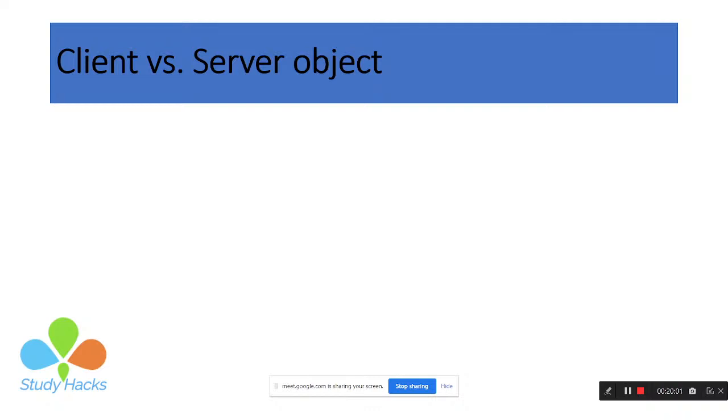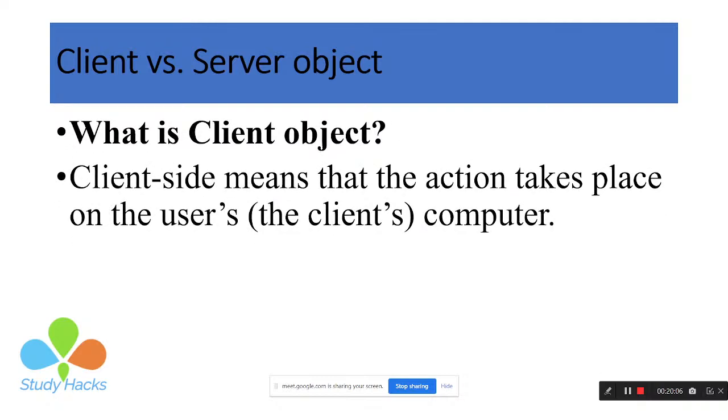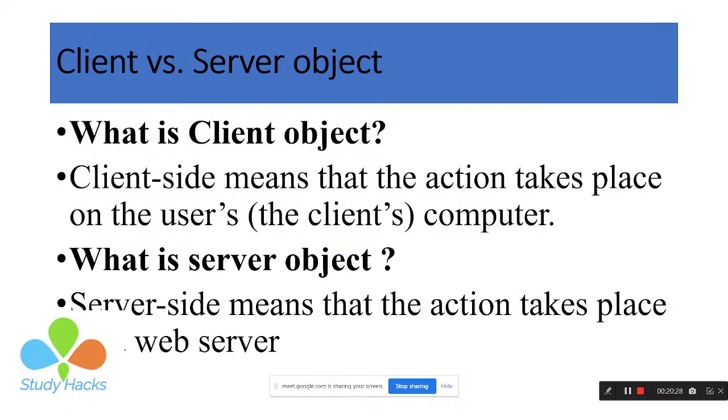So first of all, the client. What is the client? Mainly client side means that the action takes place on the user's computer. It has no relationship with the web server. So client side is your computer, the user's computer, and this user computer has no relation with the server. And what is the server side? Server side means that the action takes place on a web server. In this case, the action takes place on the Google Earth Engine server.